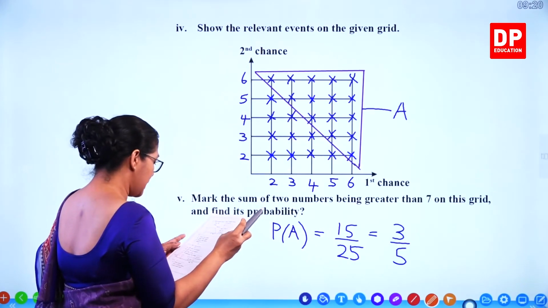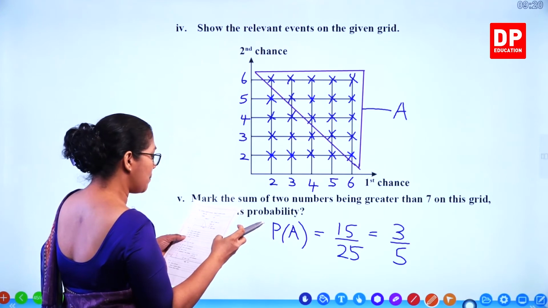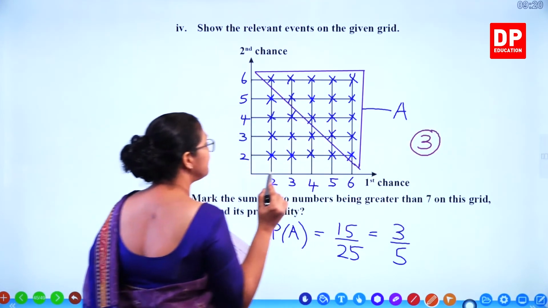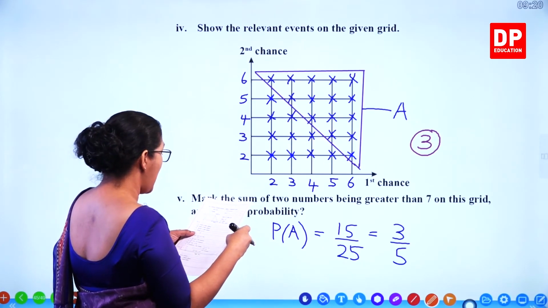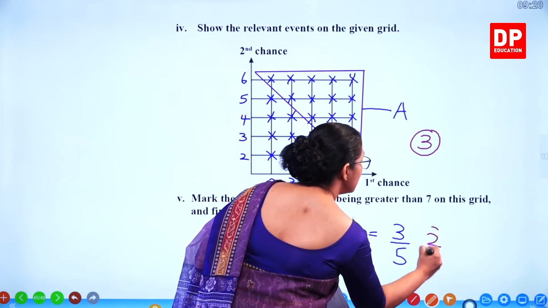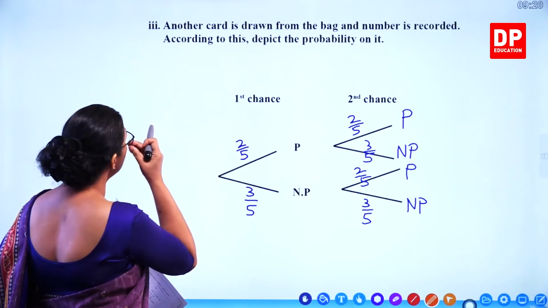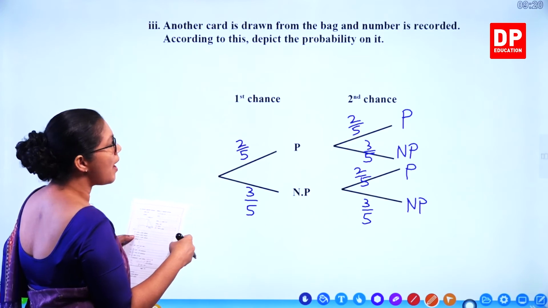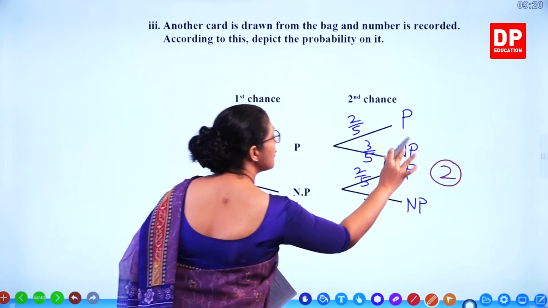So this is the fourth part. For the fourth part you get 3 marks for marking all possibilities, and 15 over 25 you get 2 marks here. So did we give marks for the previous part? We didn't give. Third part, you can get 2 marks to complete this second branch.